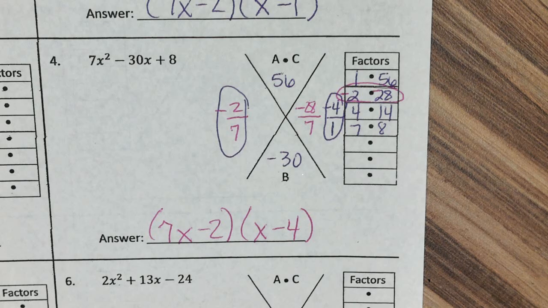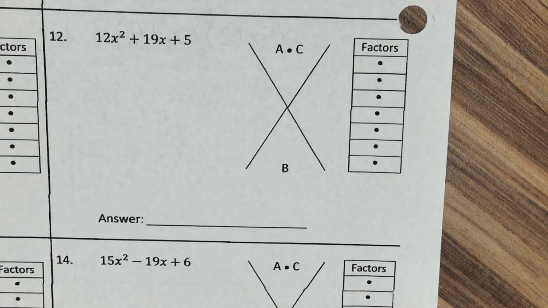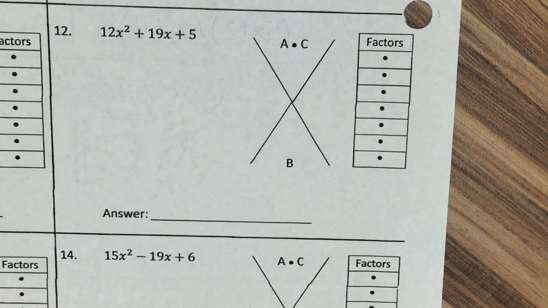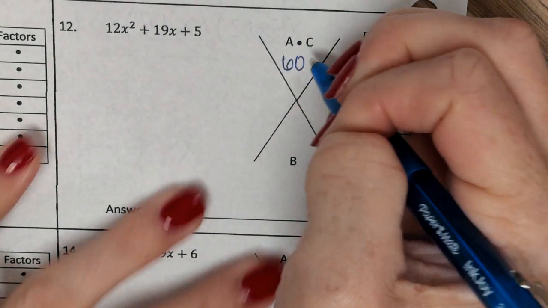Okay, let's flip to the back. Let's go to number 12. All right, here we go. Number 12, A times C. What is 12 times 5? 60. What is B?